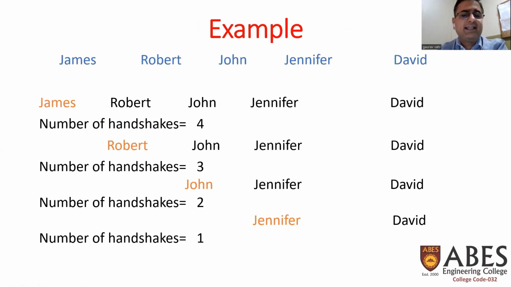Now, I'm taking an example here so that I can explain how I will solve this problem. The problem says that there are a few persons.